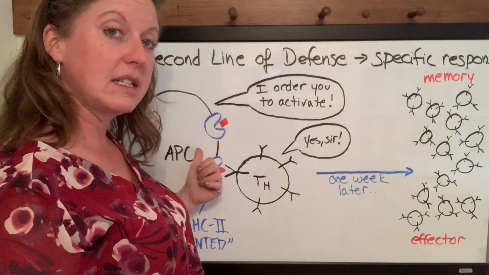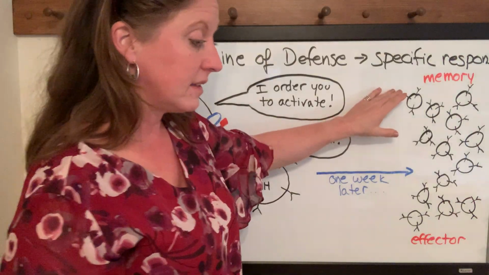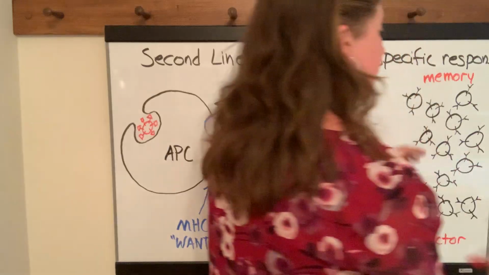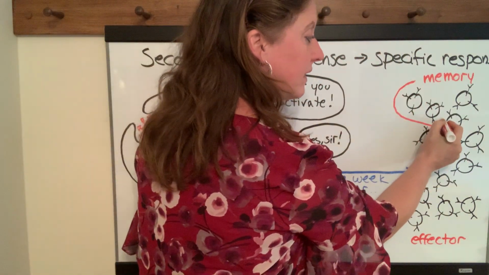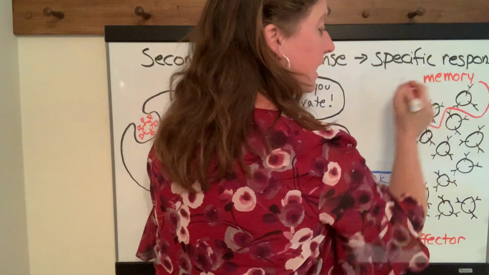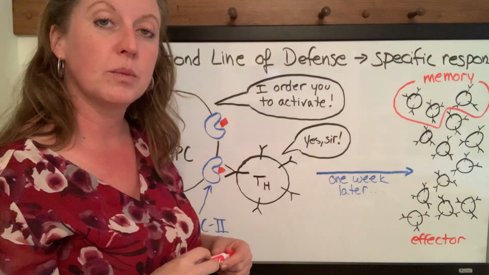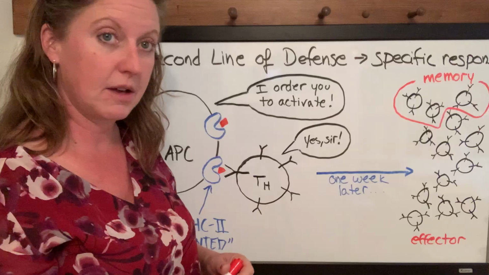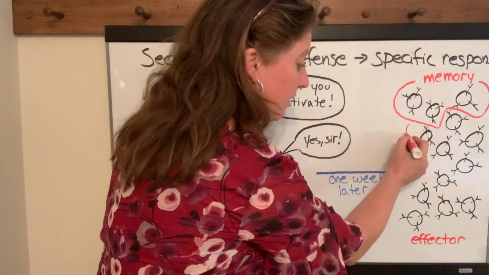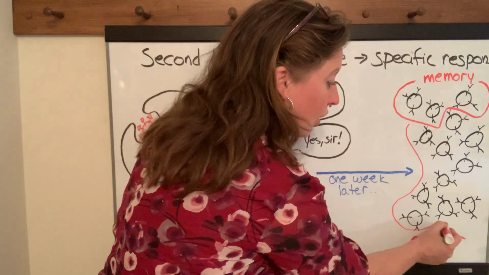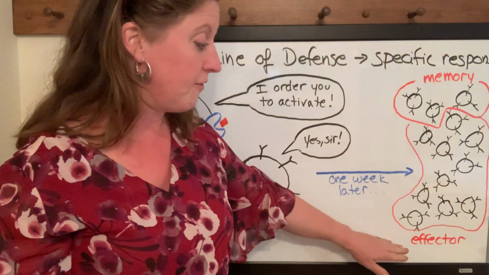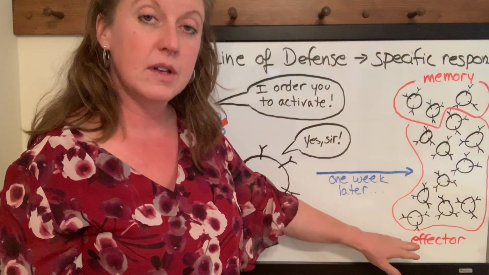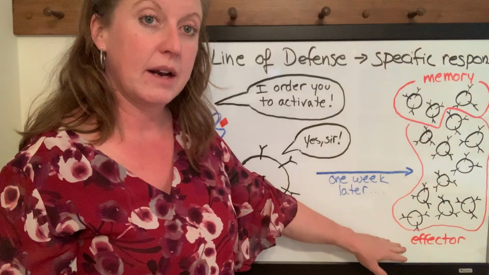Now, some of these cells are going to be held aside. They will not enter battle. They will stay stationed where they are in case we encounter the pathogen again, and we call those memory helper T cells. The remainder of the cells that are produced go into battle. So these are called effector helper T cells because they're actually entering the battle.